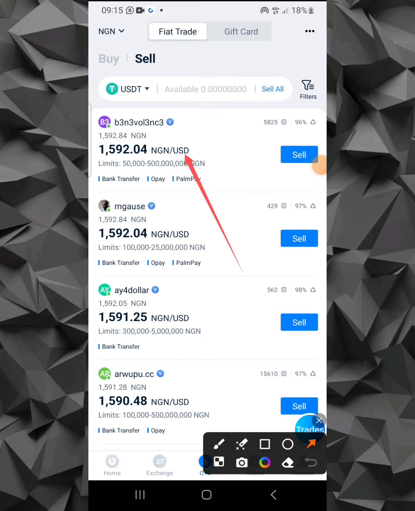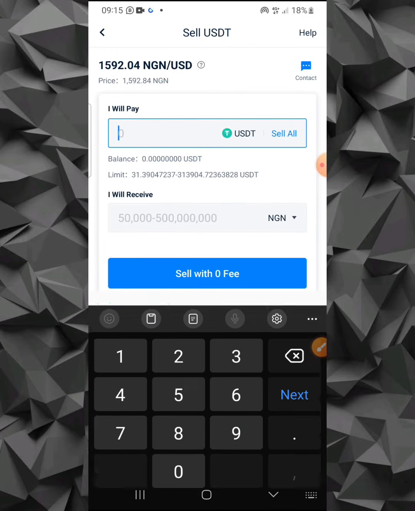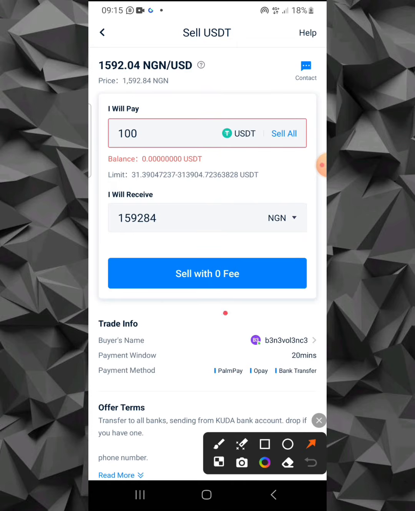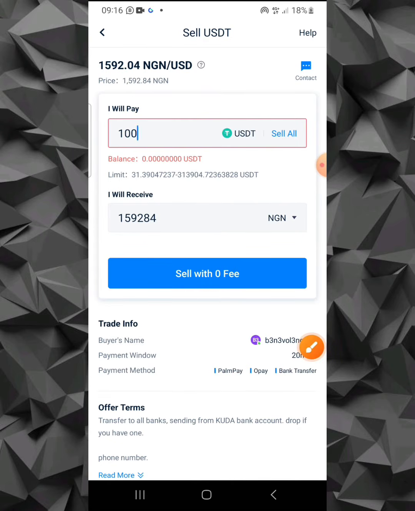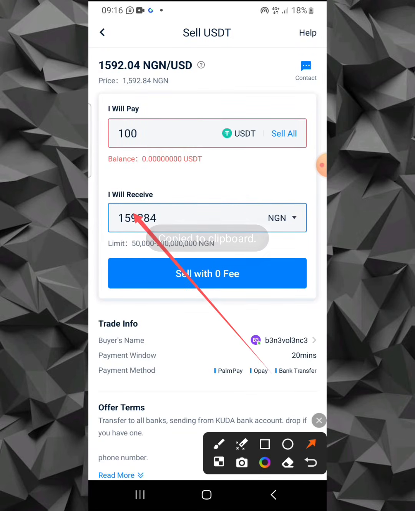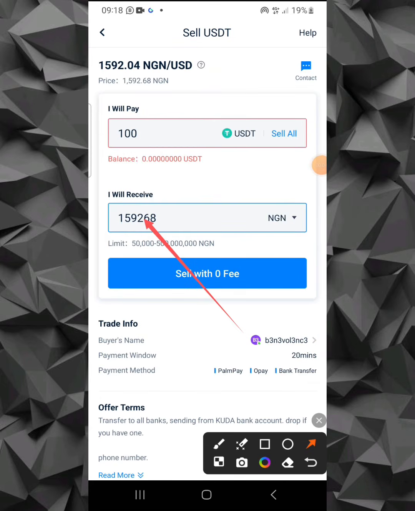Now let's say I'm selling 100 USDT to this guy, okay? Let's take notes. Let's see how much he's going to be paying for my 100 USDT. Now if I fix 100 USDT right here, you guys can see he's going to be paying a total of 159,284 naira. Now let's just copy this. So he has purchased 100 USDT for this amount, okay, which is very, very low. Now let's jot this down as the capital that you're going to be using for this process, okay? If you are going to be buying 100 USDT as a merchant on Coincola, this is your capital. So let's jot this down.